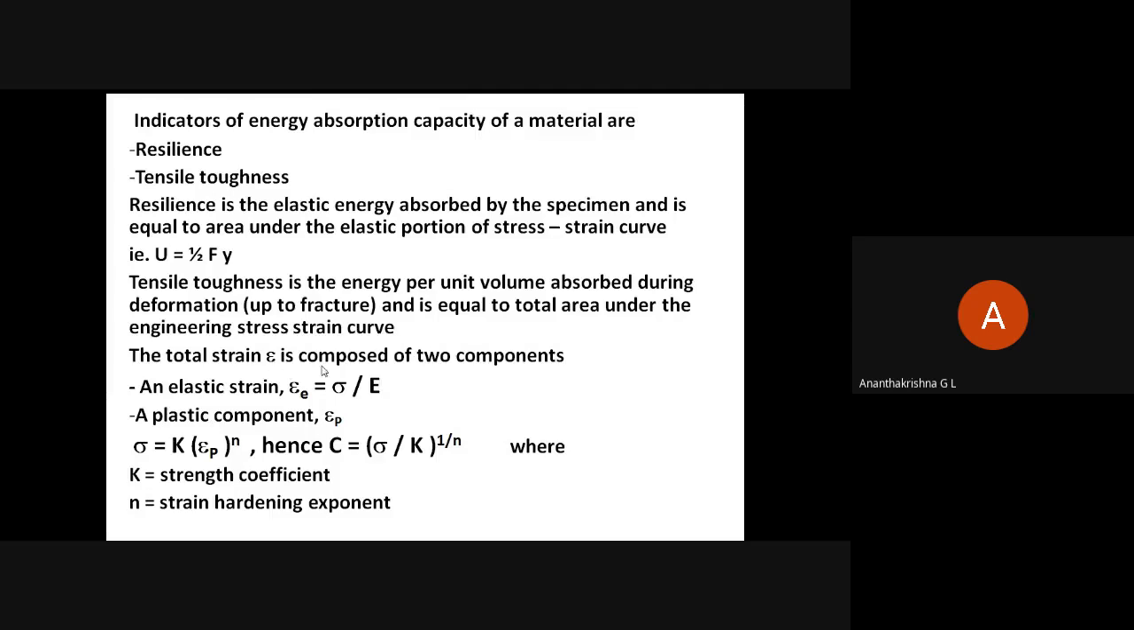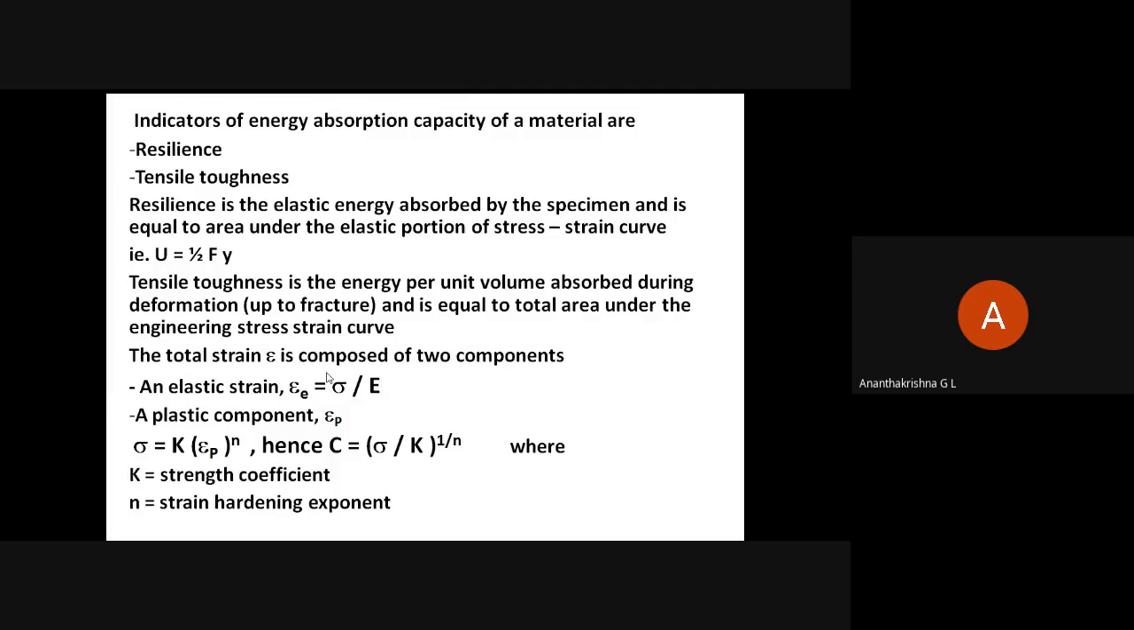Now, the total strain is composed of two components. What are they? One is the elastic strain and the other is the plastic component. So we have two regions in a stress strain curve, as we discussed previously: the elastic region and the plastic region. The strain consists of two parts. One is the elastic strain, wherein the material regains its original shape and size upon release of load, and the plastic component, where it cannot come back to its original shape and size.